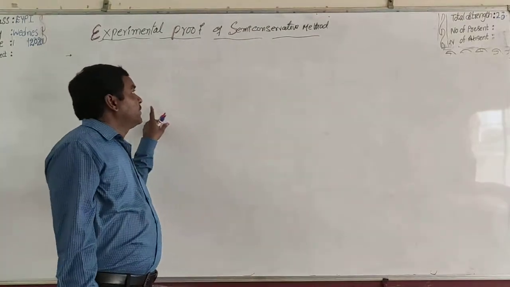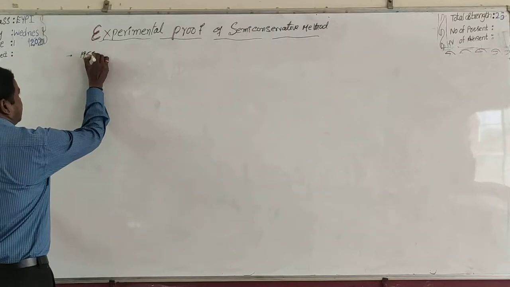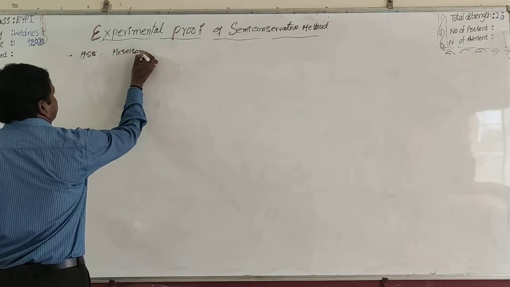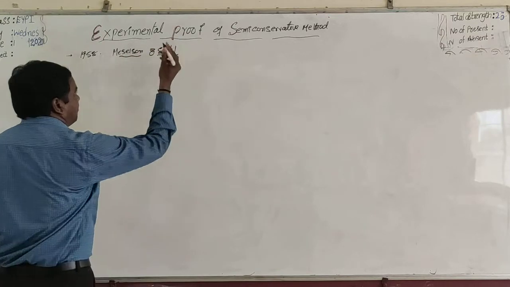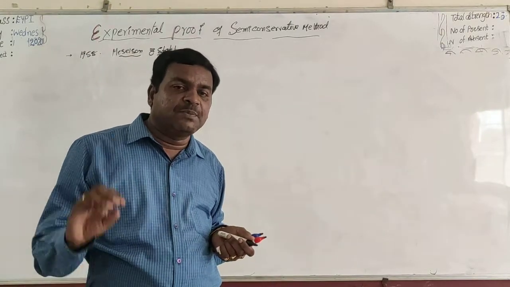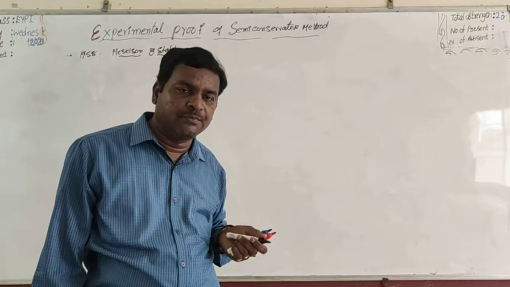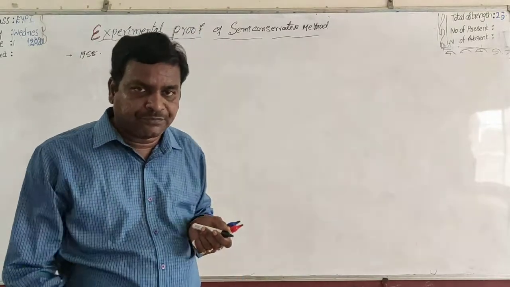Okay. Now coming to the experimental proof of the semi-conservative method. In 1958, the scientists Meselson and Stahl provided a proof. These two scientists experimentally proved the semi-conservative method of DNA replication in 1958.